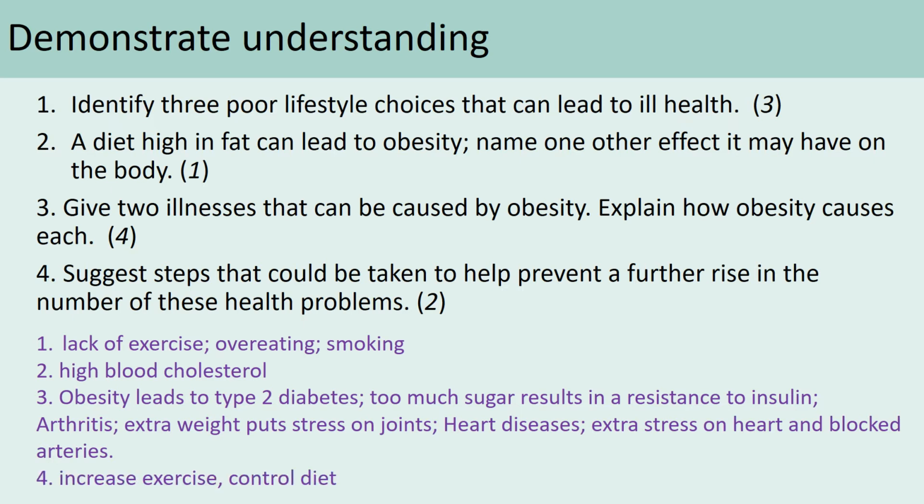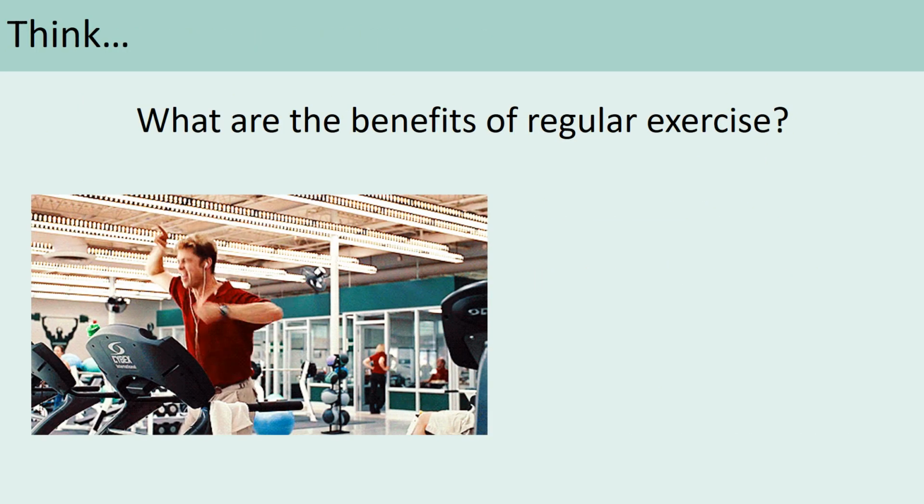Number 4, suggest steps that can be taken to help prevent a further rise in the number of these problems. Increasing your exercise, having a better diet as well, going to be the 2 main ones. Okay, so we're going to move on, and we're going to think about what are the benefits of regular exercise. So why is it important that we regularly exercise?